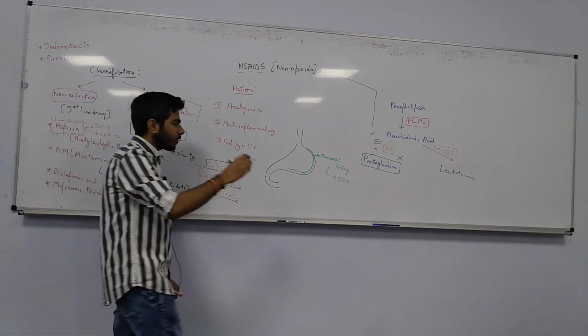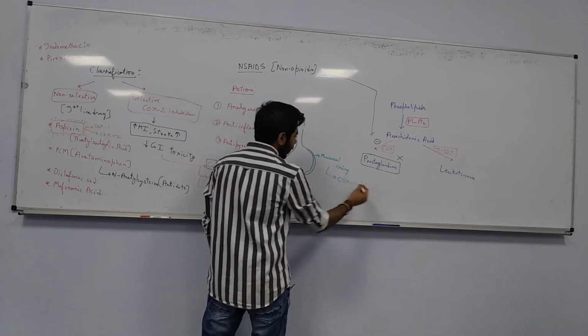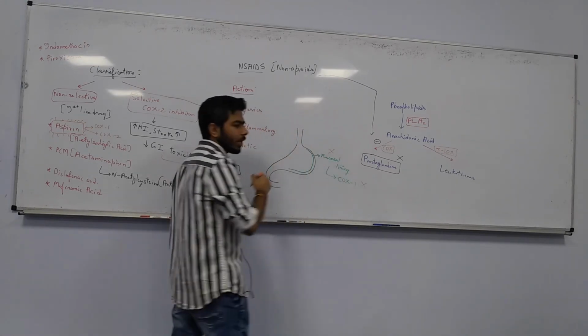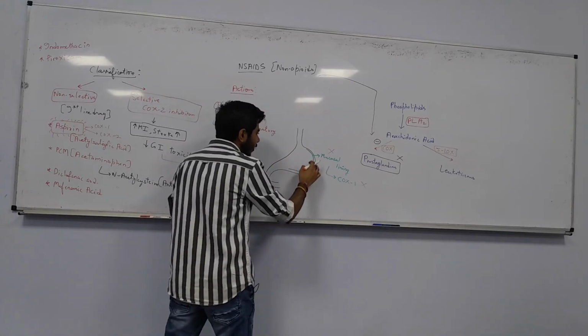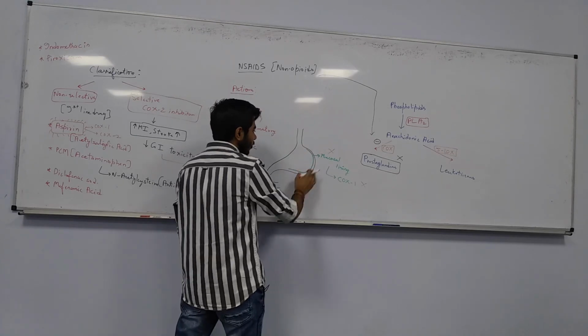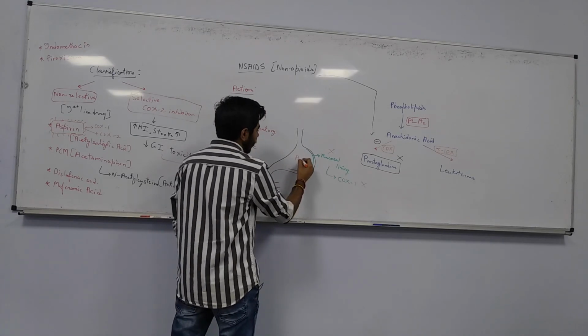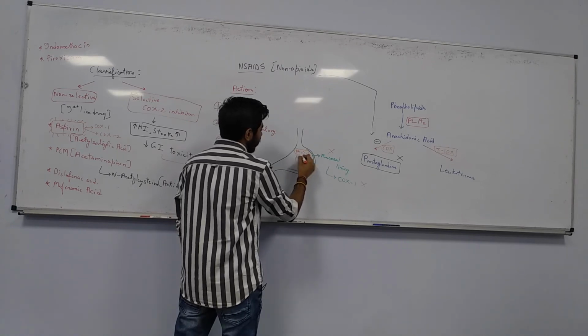If you are inhibiting COX-1, you are inhibiting this enzyme, which means you are inhibiting the mucosal lining. If the mucosal lining is inhibited, it will not be able to protect the lining of the stomach from the acid inside it. What is the pH inside? 2 to 3. That is quite acidic.